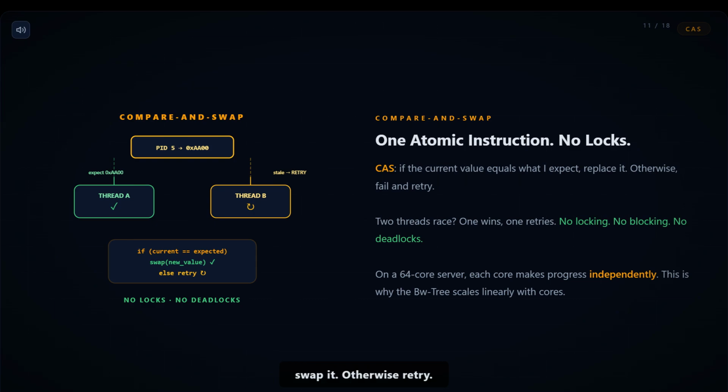Just retry on conflict. On a modern 64-core server, this is massively faster than locking. Each core can make progress independently. This is why the BW tree scales linearly with core count.